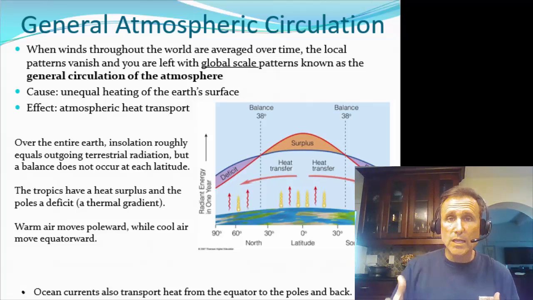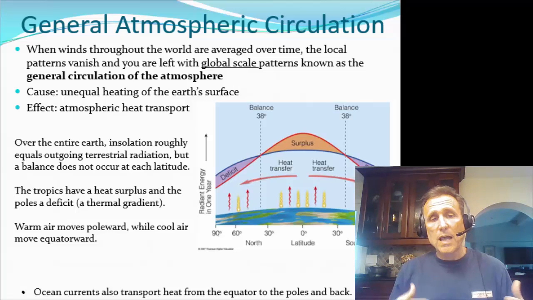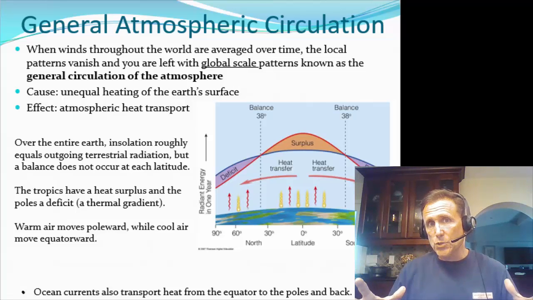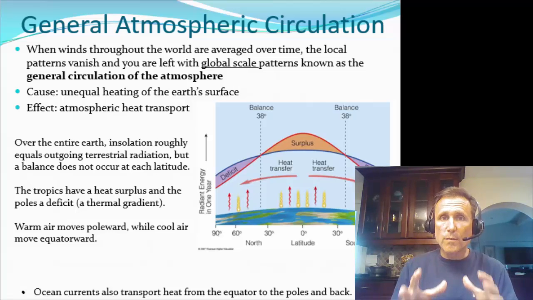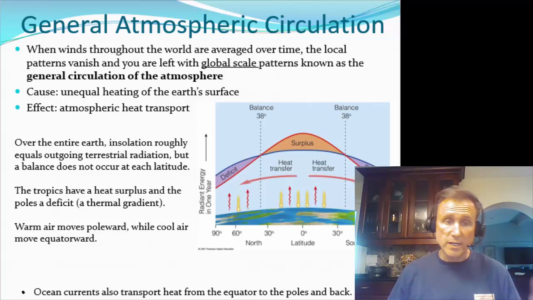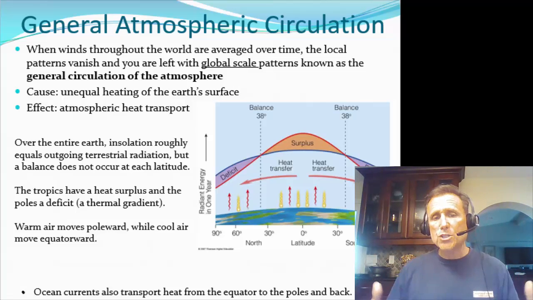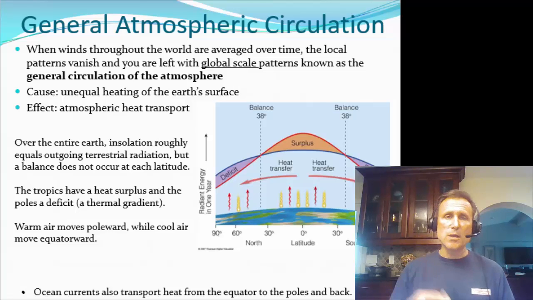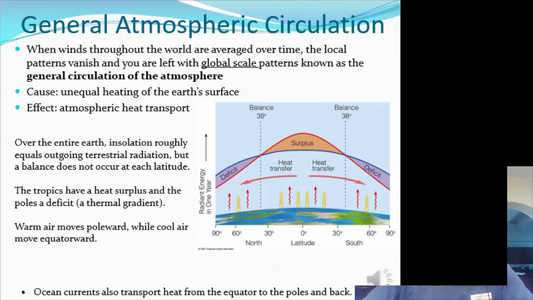So unequal heating of the Earth's surface has the effect of atmospheric heat transport, where the very warm air at the equator, where there is a heat surplus, moves northward, and the very cold air at the poles, where there is a heat deficit, moves southward toward the equator. So warm air moves toward the poles, cold air moves toward the equator. And oceans also help to transport heat from the equator to the poles and back again.